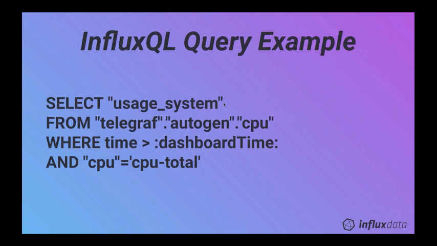where our condition is where we want the time to be greater than the dashboard time. In this case, dashboard time is a variable. It usually means within the past 5 or 15 minutes or so. And the CPU equals the CPU total. So basically, this is just getting us a selection of fields for CPU usage that belong in the database Telegraf under the retention policy called autogen in the measurement usage system.